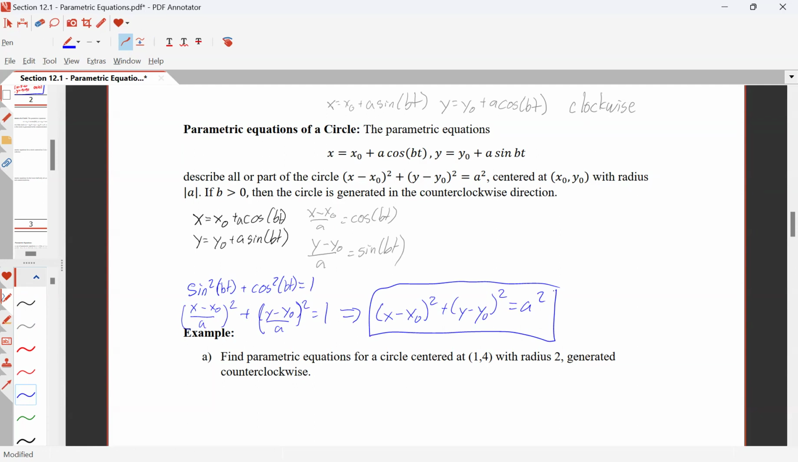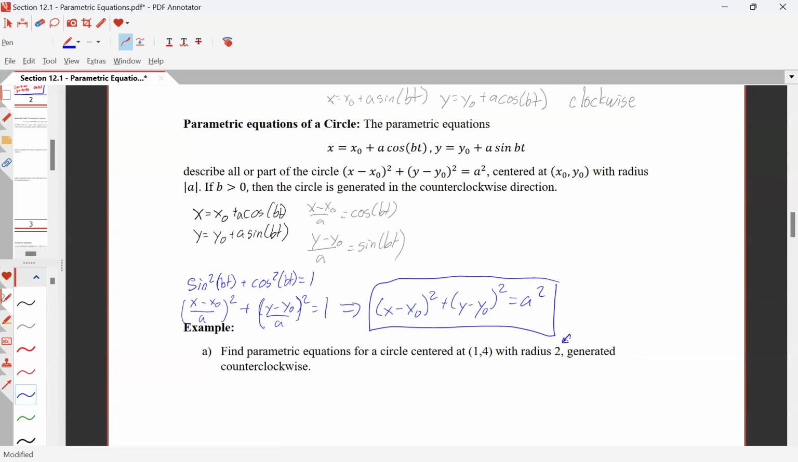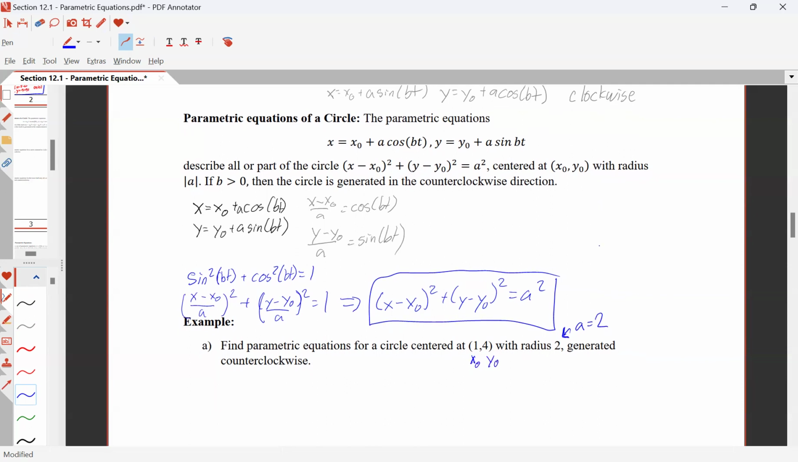In our example, we want to find the parametric equation for a circle centered at (1, 4) with radius 2 generated clockwise. If the radius is 2, that is a. We have our center; this is x naught and y naught. And all we're told about b is that it needs to be greater than 0 to generate counterclockwise. I'm going to pick b to be 1, because we actually know the most information about if b is 1.